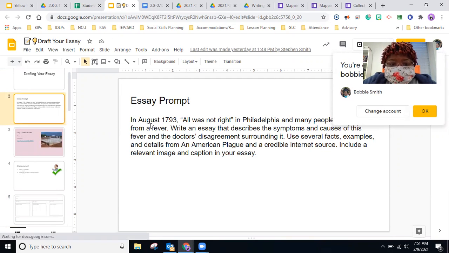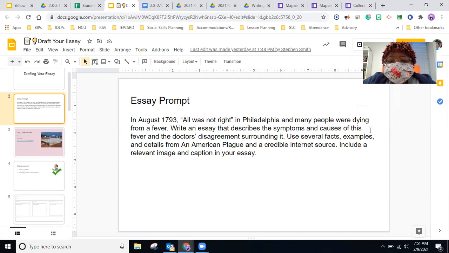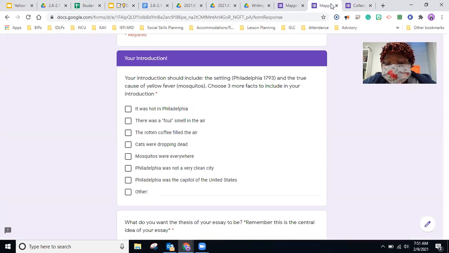Because remember, our prompt is saying in August 1793, all was not right in Philadelphia, and many people were dying from a fever. Write an essay that describes the symptoms and causes of the fever and the doctors' disagreements surrounding it. So that's what we want to have in our essay. We want to have the doctors' disagreements, the causes, and the symptoms. We're going to talk about the cause in our introduction. So that's why we're going to include it there.